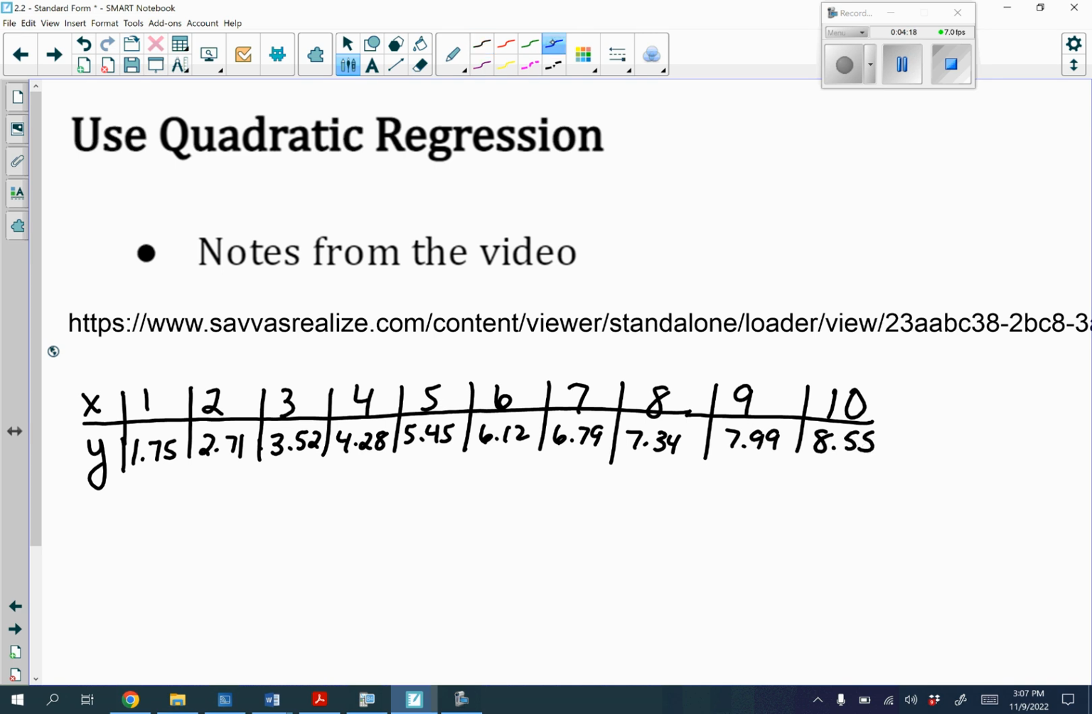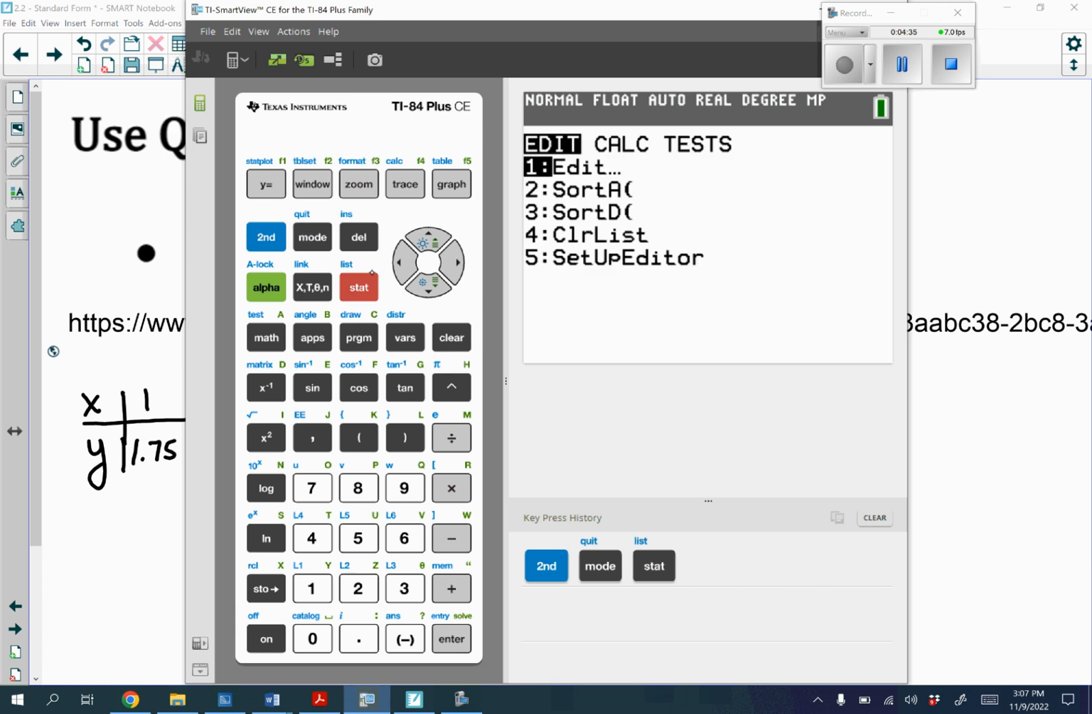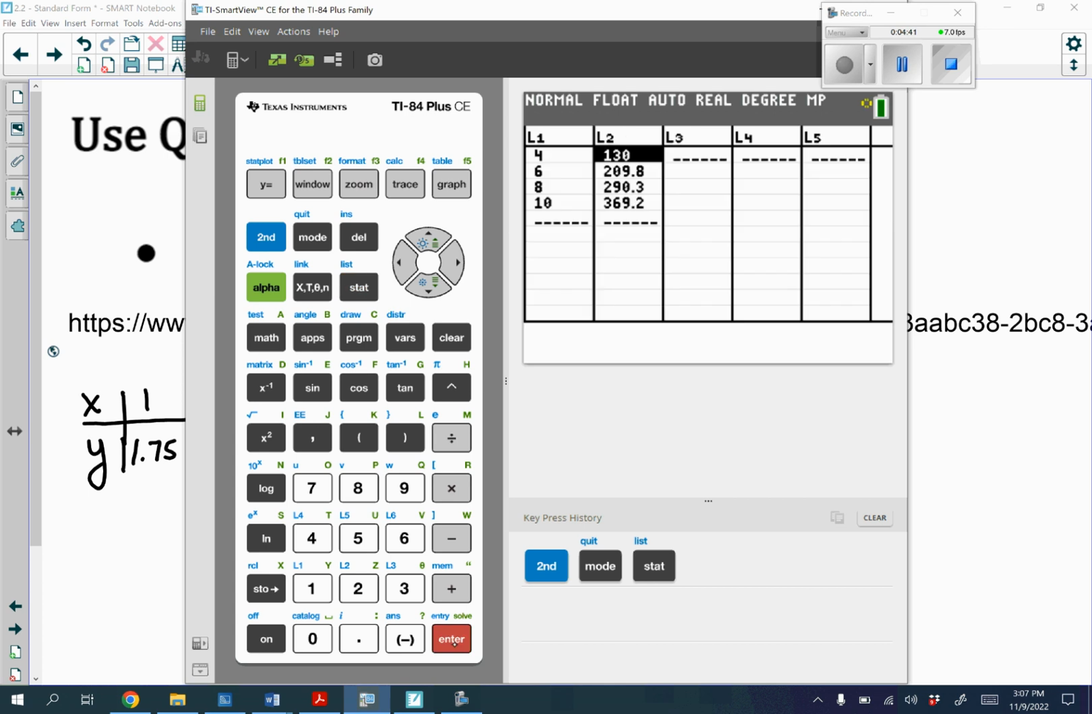Okay, so let's talk about how we're going to plug this into our graphing calculator. Please turn your graphing calculator on. First we're going to press the STAT key, S-T-A-T. Go ahead and press that for me, please. It's right by our arrows. Now we're going to have to edit our lists, so you're going to press enter from here.